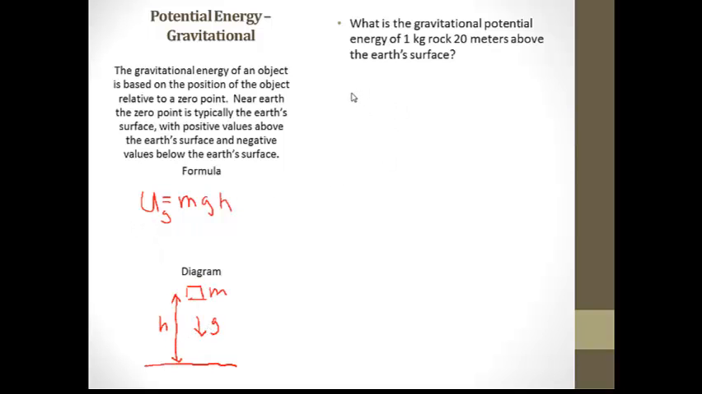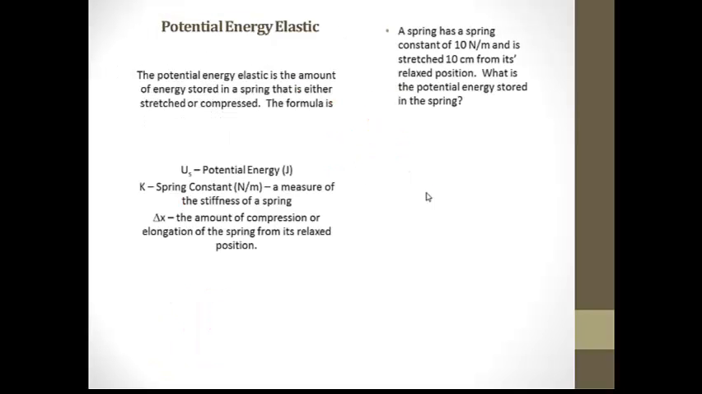So here's a situation or an example problem. We want to find out the gravitational potential energy of a rock. So just plug in U equals mgh, mass being 1, gravity on Earth is 9.8, the height is 20 meters. So you do the calculation, you get 196 joules. So fairly simple calculation.